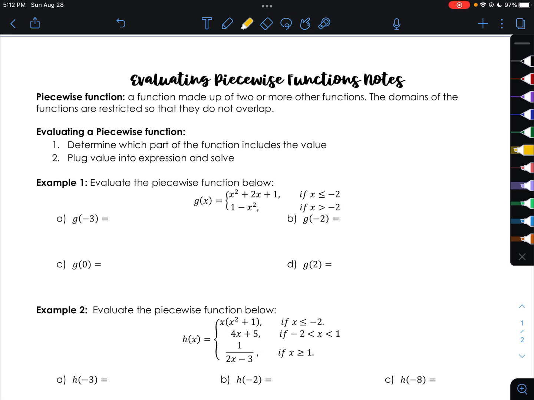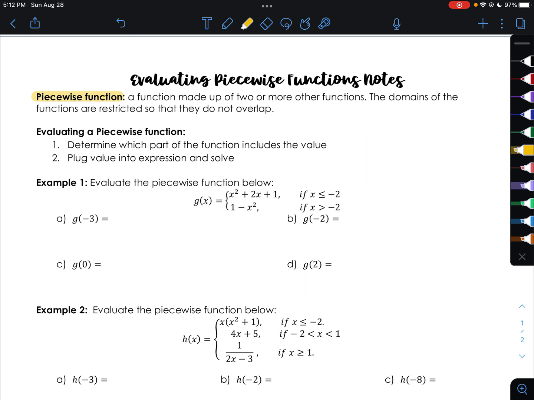Hey everyone, this video is over evaluating piecewise functions. So first off, starting off with what is a piecewise function. A piecewise function is made up of two or more functions. The domains of the functions are restricted so they do not overlap. Okay, we will get into graphing, but I wanted to start by evaluating first.